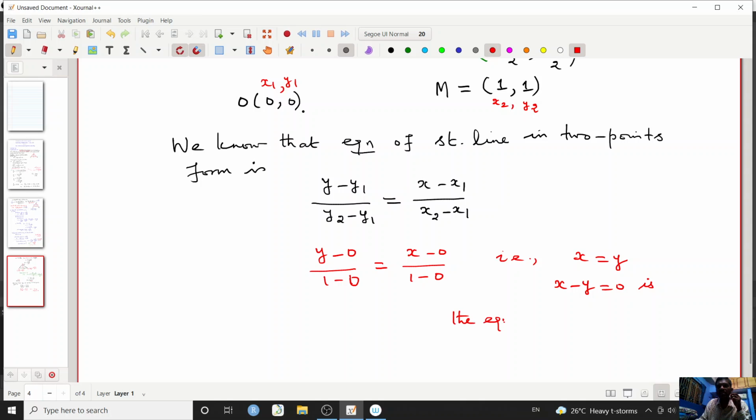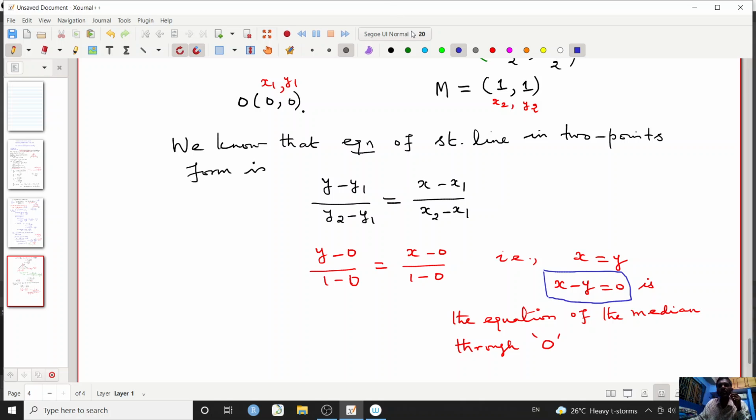the equation of the median from O. Equation of the median through O, through the origin. So this is the equation of the median.